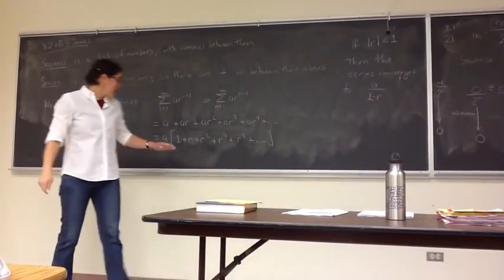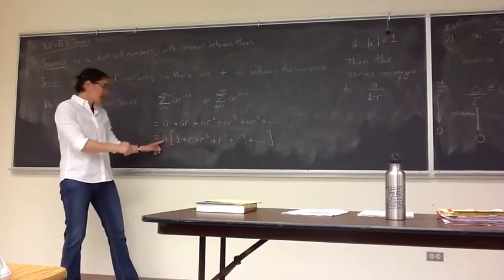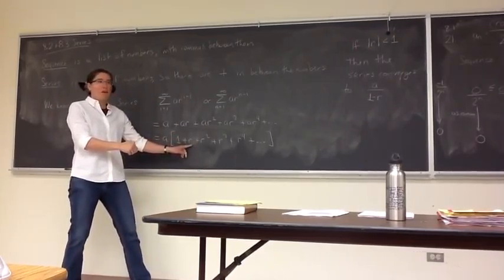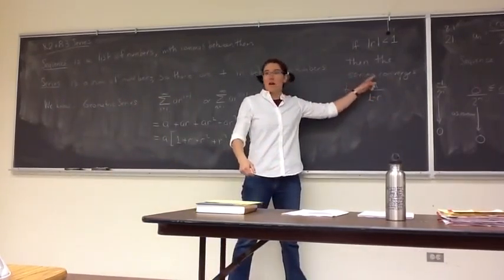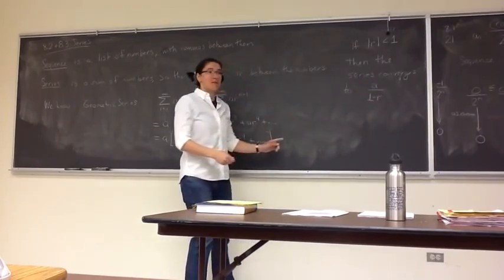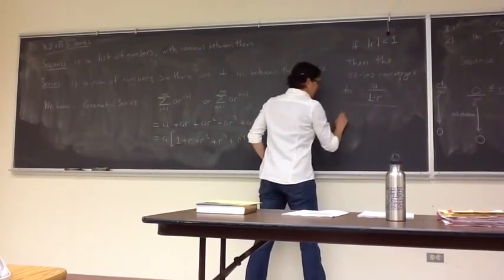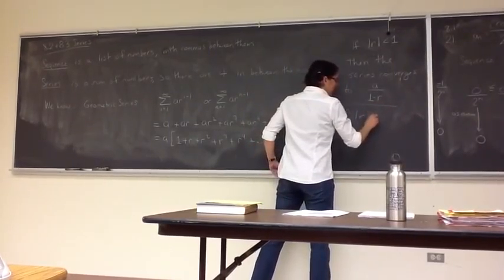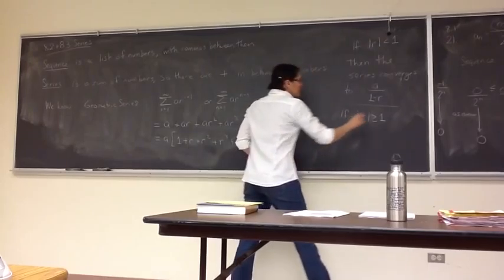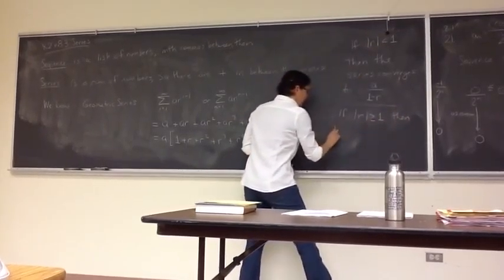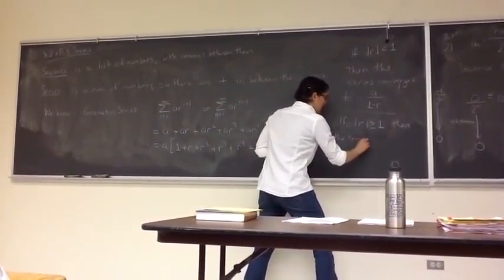And so I can look at this sum down here, and I can pick off the a value and the r value and plug it into this formula, and it will tell me exactly what this infinite sum of numbers is equal to. On the other hand, if the absolute value of r is greater than or equal to 1, then the series diverges.